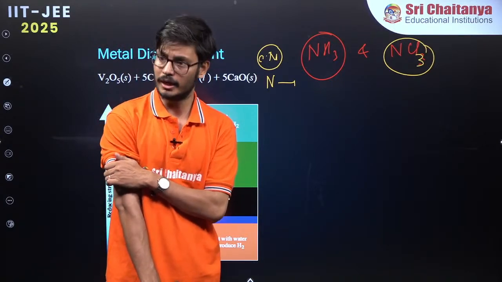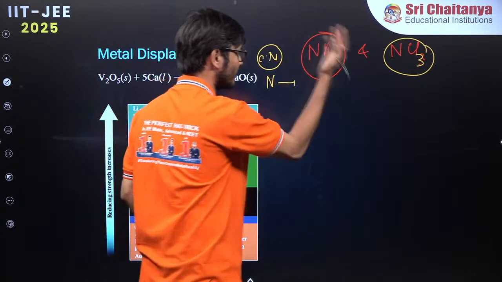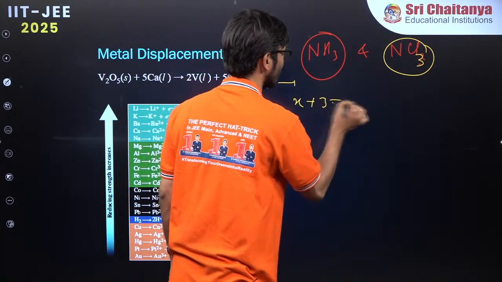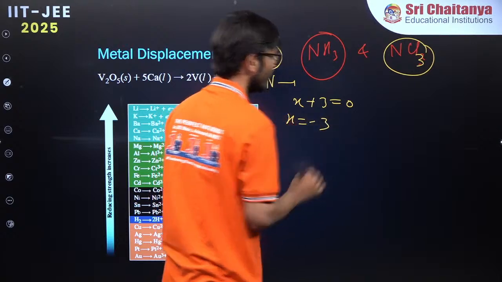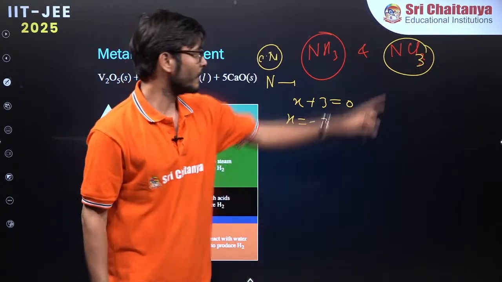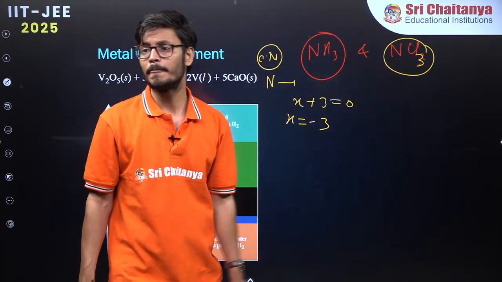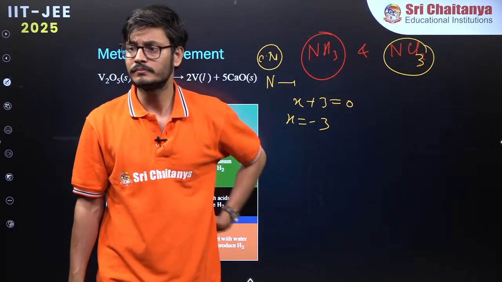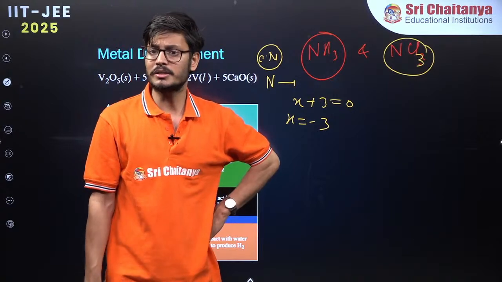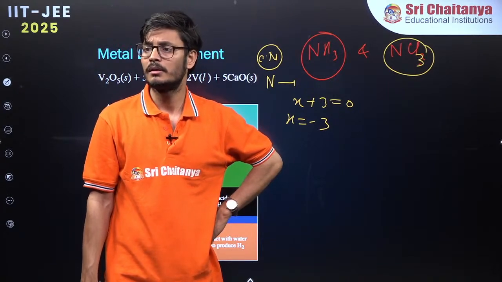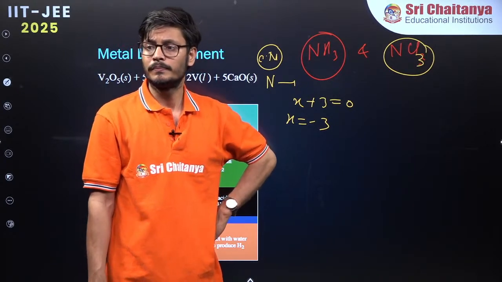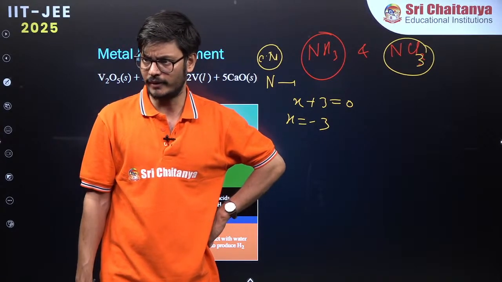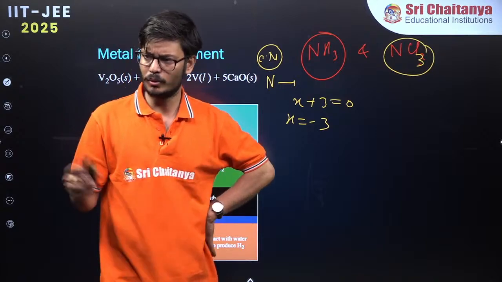Very good. So, the X method. Nitrogen X. Hydrogen +1. So +1 into 3, +3 is equal to 0. X is equal to -3. And what is NCl3? Give me the nitrogen oxidation number for NCl3. Some say -3, some say +3. How is it possible?